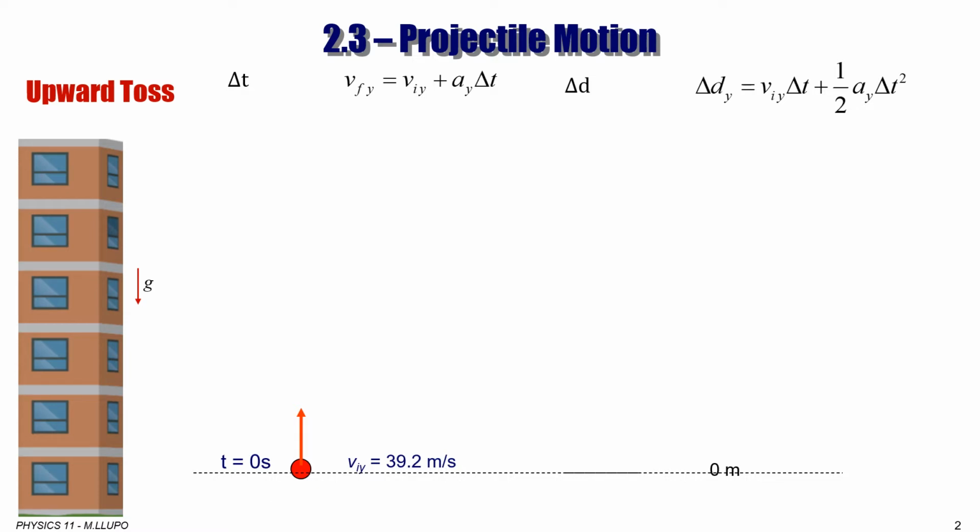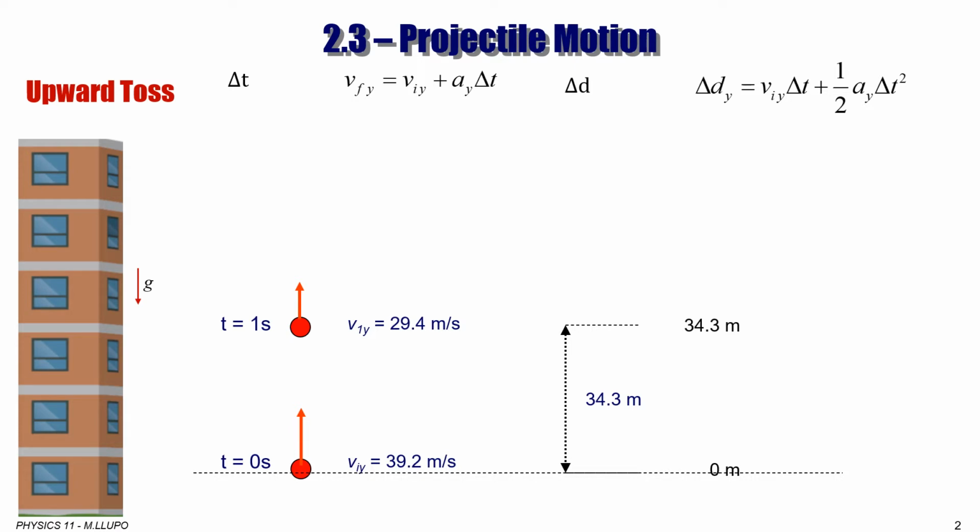Let's start. It starts with 39.2 meters per second, and after 1 second it is going to change. 9.8 meters per second squared is the gravitational acceleration. So that means 39.2 up plus minus 9.8 meters per second times 1 is going to be 29.4 meters per second.